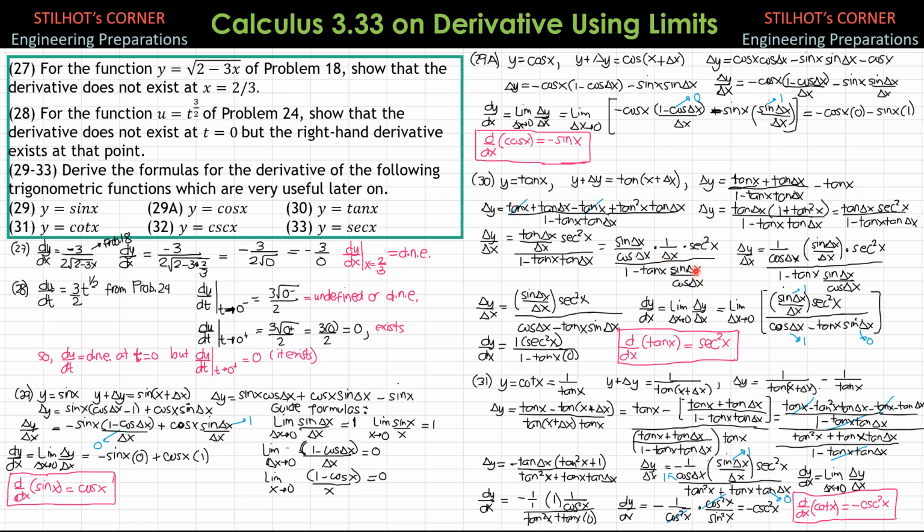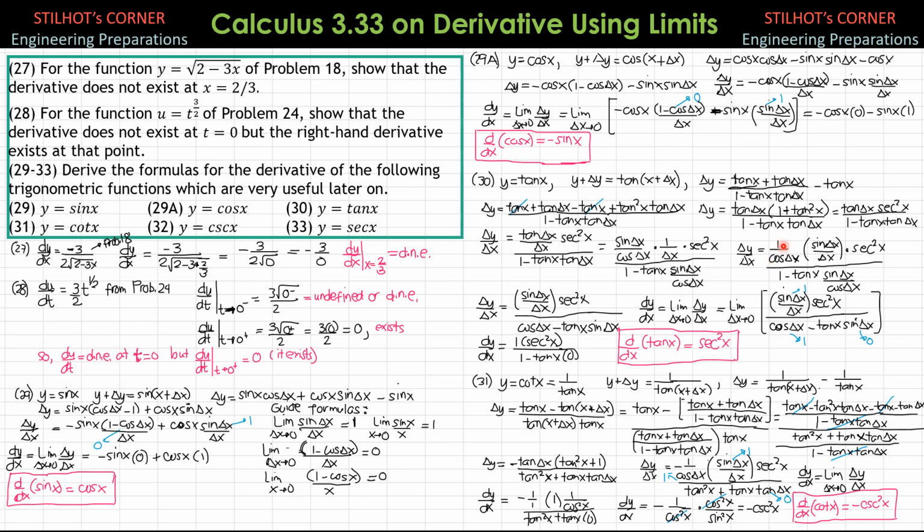We may not break this, but also remember that the limit of tangent delta x as delta x approaches 0 is also 0. But I only mentioned the limit of sine delta x as delta x approaches 0, which is 0, and the limit of cosine delta x as delta x approaches 0, which is 1. And you may include the limit of tangent delta x as delta x approaches 0 equals 0. By the way, let's just proceed.